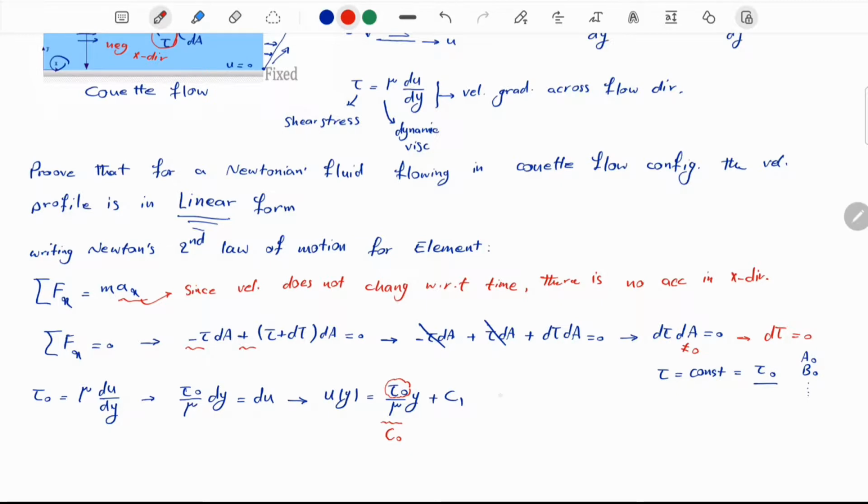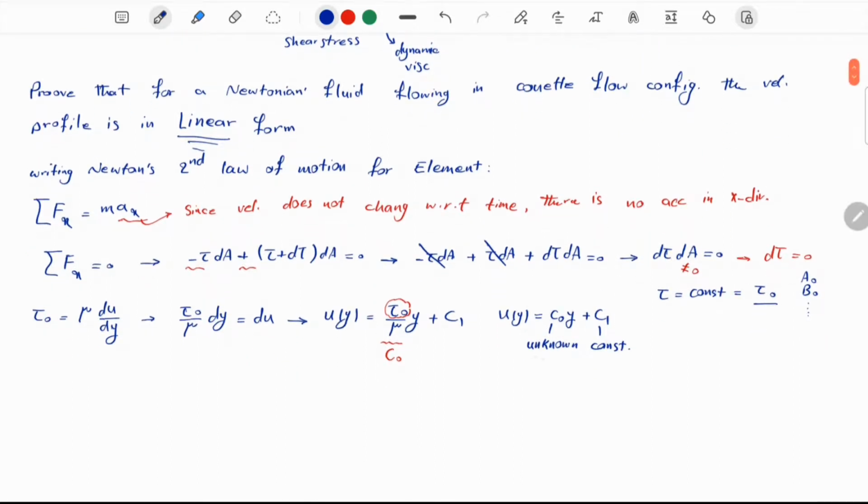Okay, so our velocity profile takes the form of u as a function of y equals c naught multiplied by y plus c1. We have two unknown constants here. For determining these two unknown constants, we need two boundary conditions. So we need two boundary conditions.